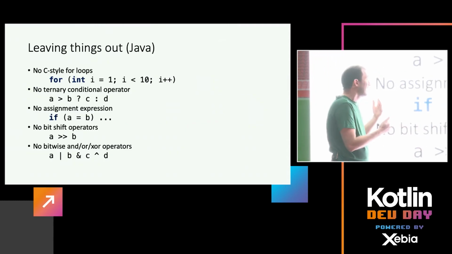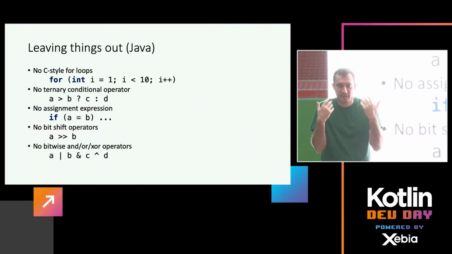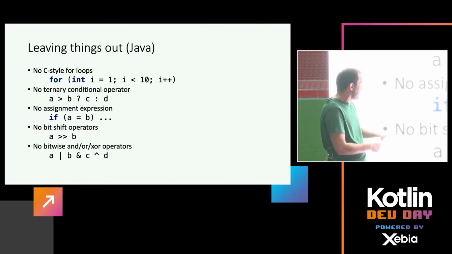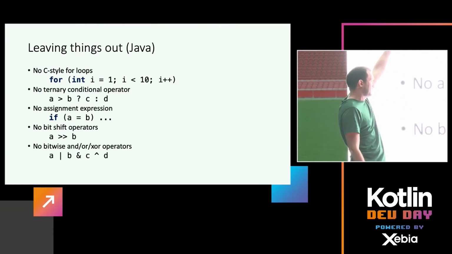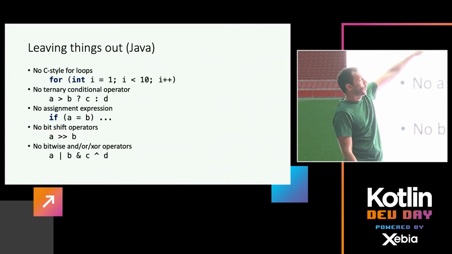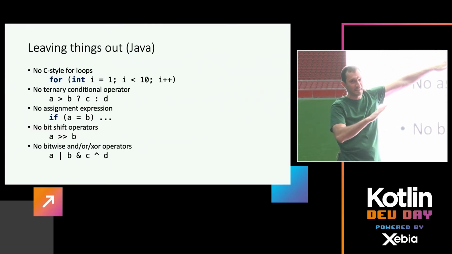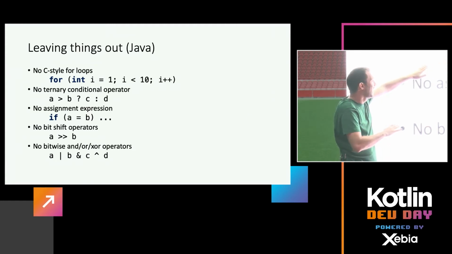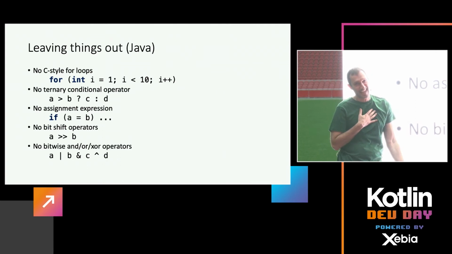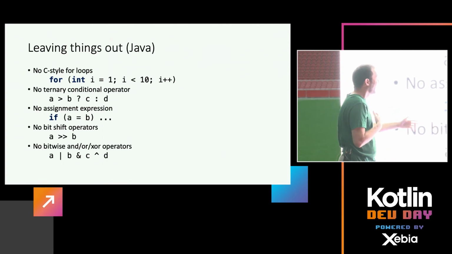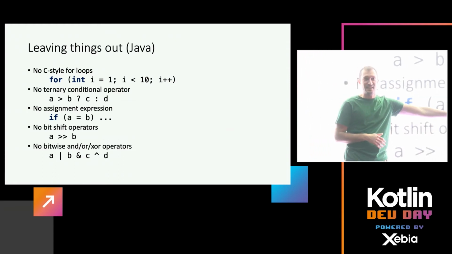Also, language design is not only about taking things, but also leaving things out. And there are many things we didn't take from many languages we learned from. And specifically Java, no weird C-style for loops. I have no idea how Dennis Ritchie came up with this, but it's weird. No ternary operator. I'm sorry. We should have had it actually. No assignment expressions. You can't assign inside a condition.